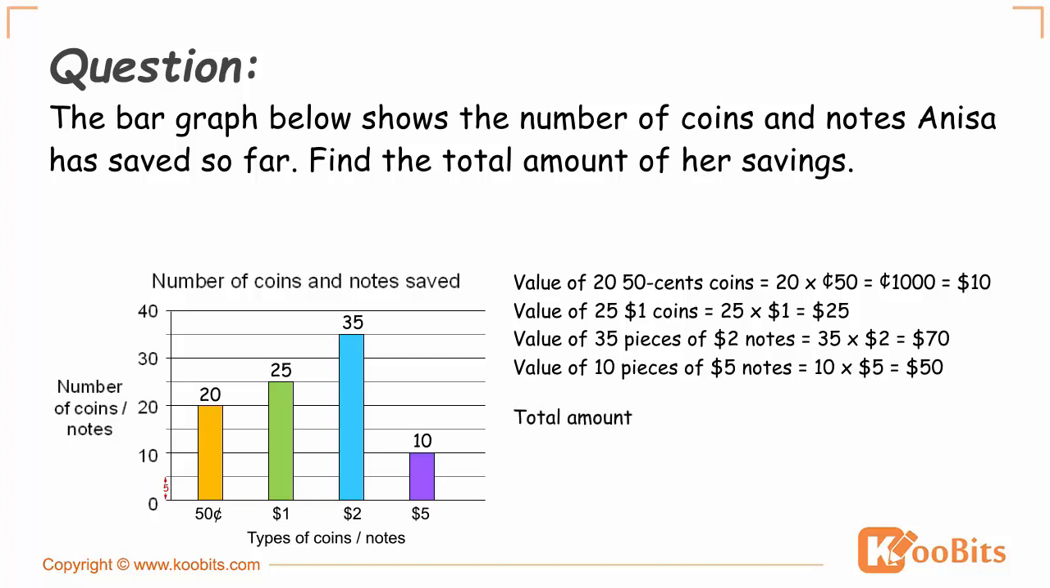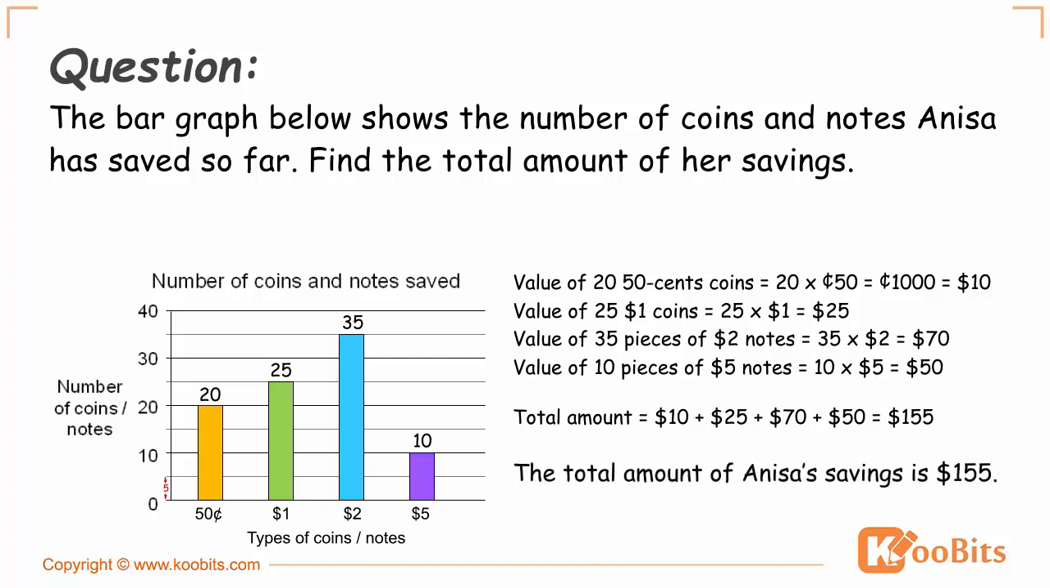The total amount is equal to $10 plus $25 plus $70 plus $50 equals $155. Hence, the total amount of Anissa's savings is $155.